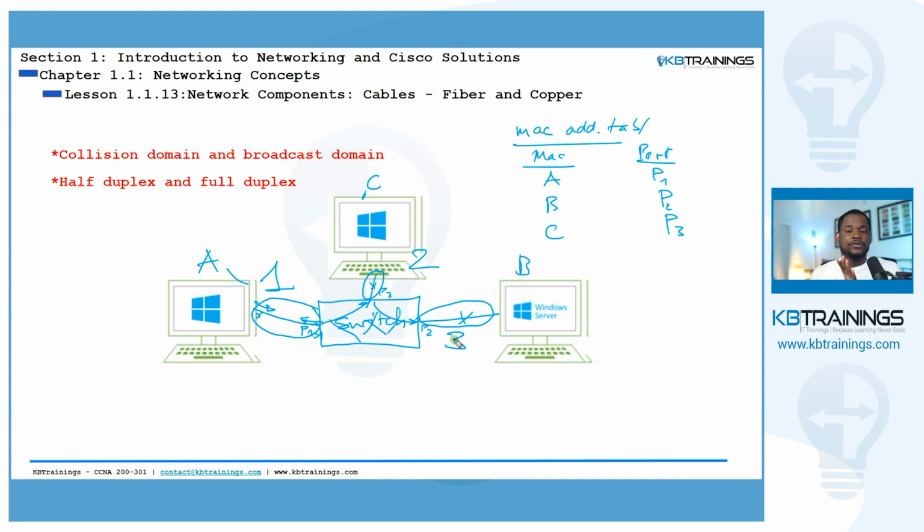Every port of a switch is its own collision domain. So if the switch has 24 ports, we have 24 collision domains. If the switch has 8 ports, we have 8 collision domains. But if the hub has 24 ports, all these 24 are part of a single collision domain. And we're going to do a little bit of that later on.